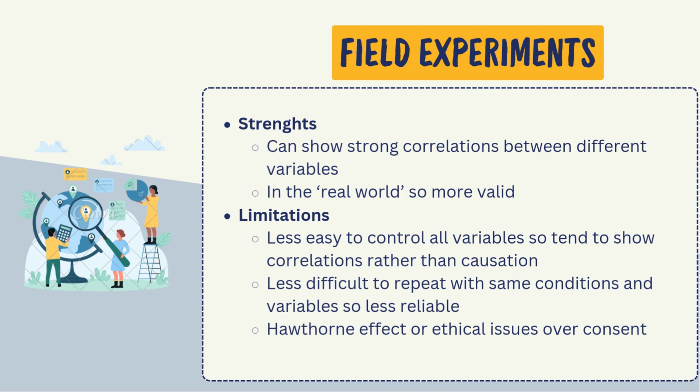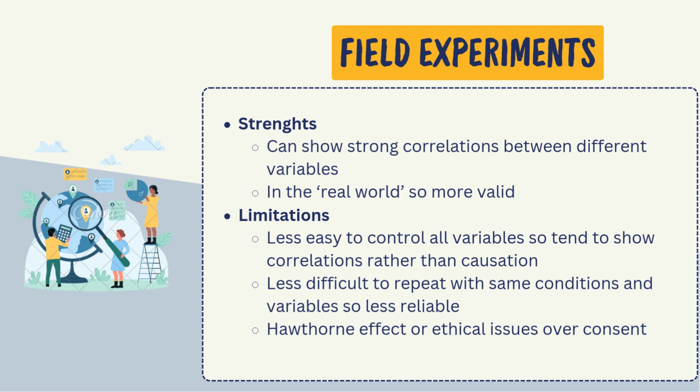Field experiments, the strengths are that they also show correlations between different variables, but they only show correlations, they don't show causation, because it's less easy to control all variables. So you can't really say this caused this, it's more likely like this is likely to cause this. It's in the real world, so it's more valid because respondents do act more naturally.